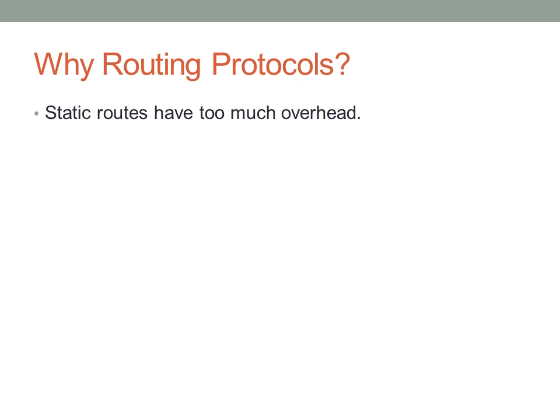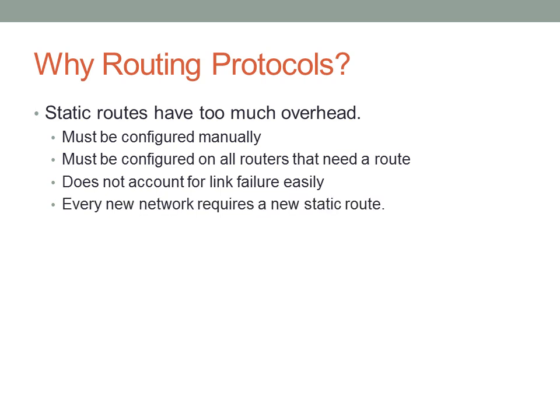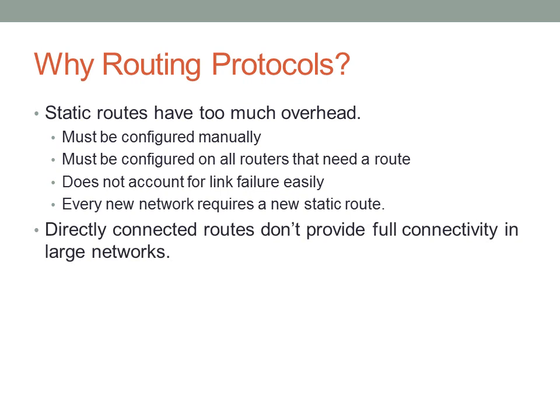Well, static routes, obviously, as we've talked about, have a lot of overhead, and they have to be configured manually. You need to configure them on every single router that needs a route to a particular network, and they don't really account for link failure very easily. For example, if a link goes down, the static route will still point across perhaps the failed link, and the static route may not recognize when a link has failed. Every new network requires a new static route on all routers on the network, so this can be really, really time-consuming.